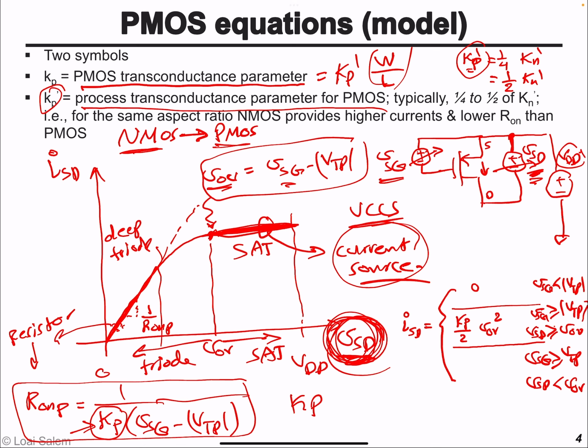So going back, in the saturation region, the transistor behaves as a voltage controlled current source, and its current is given by this relation.